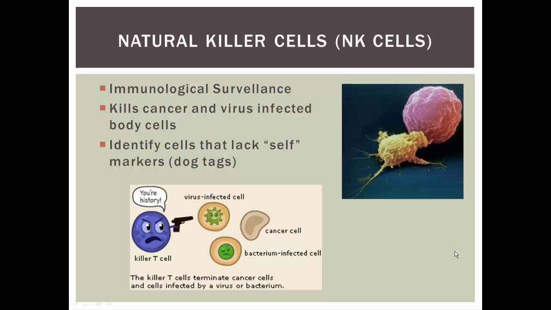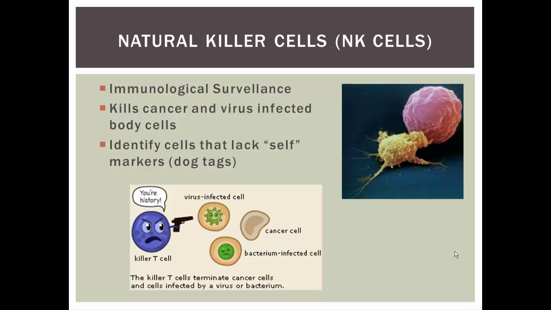Natural killer cells, again, are just what they are named. They kill cells. They are for what's called immunological surveillance. Now, in immunological surveillance, these natural killer cells go around and check out your body cells. And they want to know, is the body cell normal or is it abnormal? It's abnormal if it has things like a virus infected in it, it's a cancer cell, or maybe there's a bacteria infected inside of it.